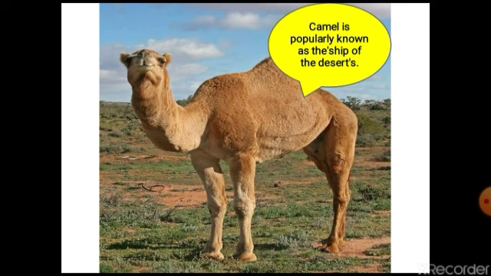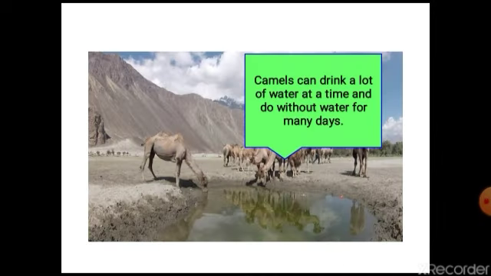Among the animals that live in the desert, the most popular one is the camel. We all know that a camel lives in the desert, and the people who live in the desert use the camel as their transportation medium. So how does a camel survive in the desert? Camel can drink a lot of water at a time, and it can do without water for many days after.